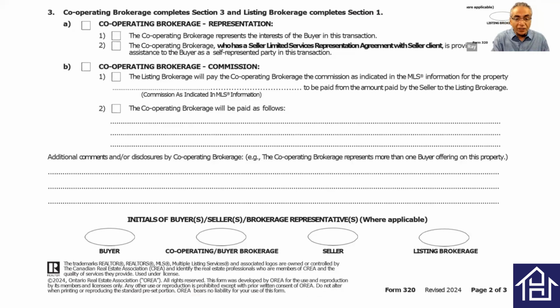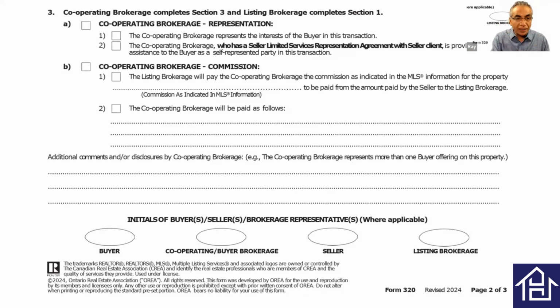Because for the other case, we already have selections in the previous sections that we could select. So if we're not representing the buyer, but we have a limited service agreement with the seller telling us they're going to pay us commission, then in that case, as a cooperating brokerage, we can select A2.